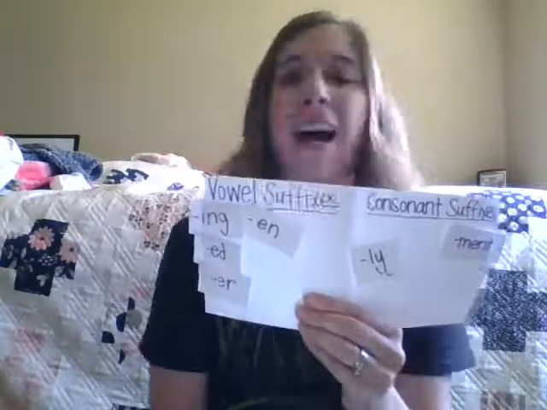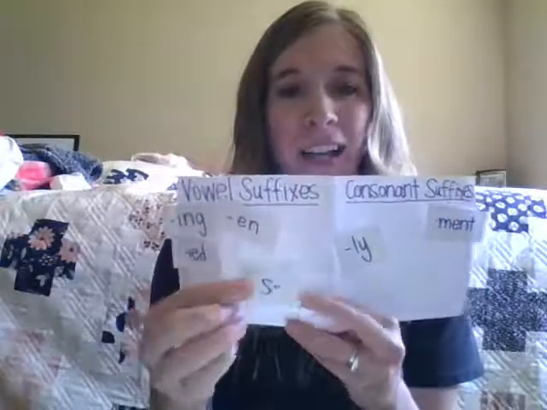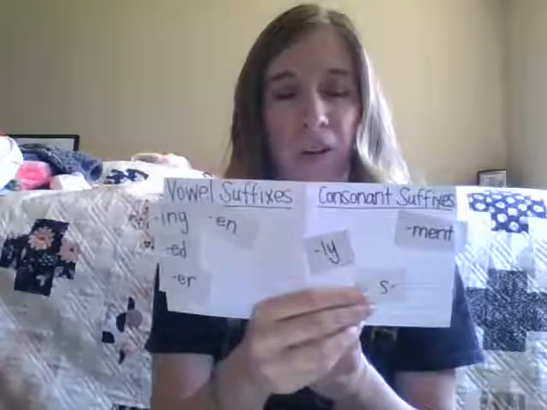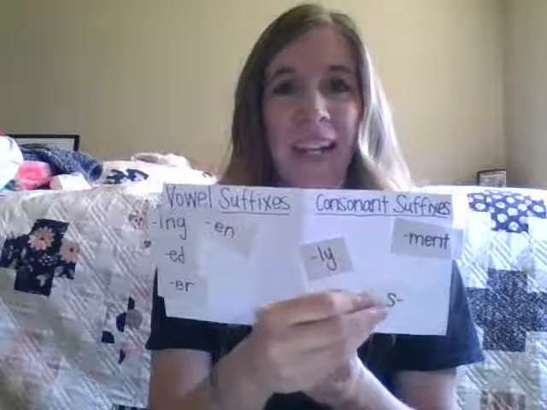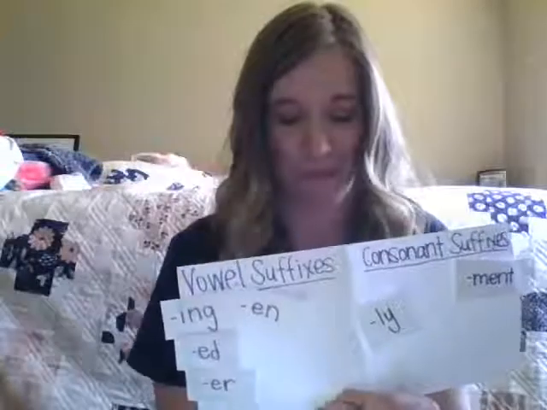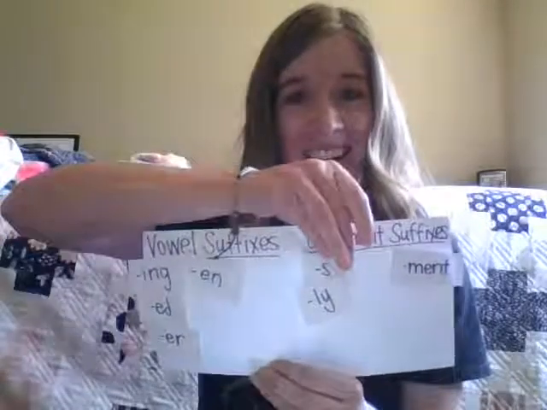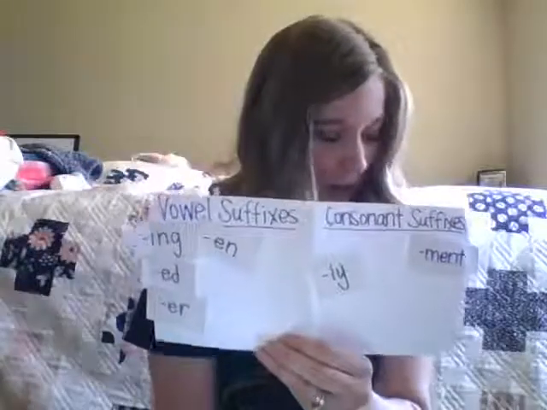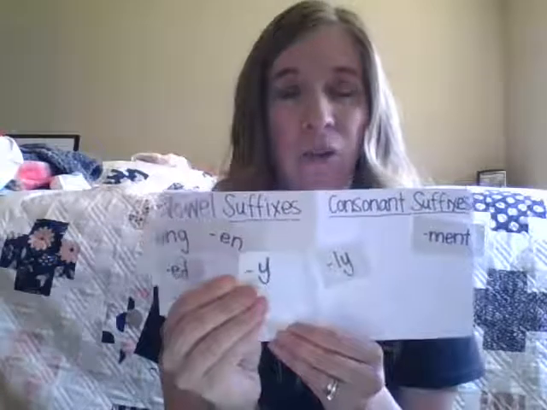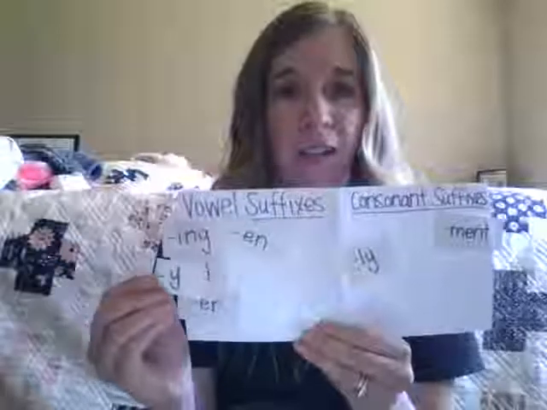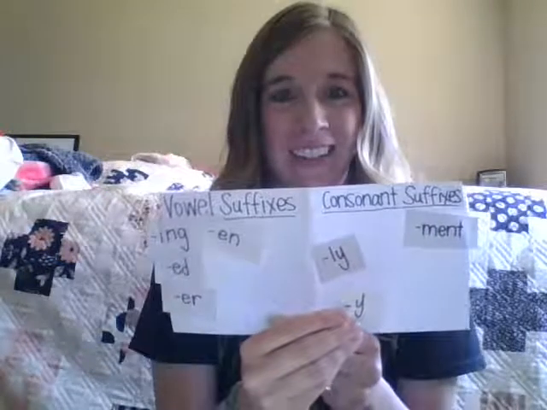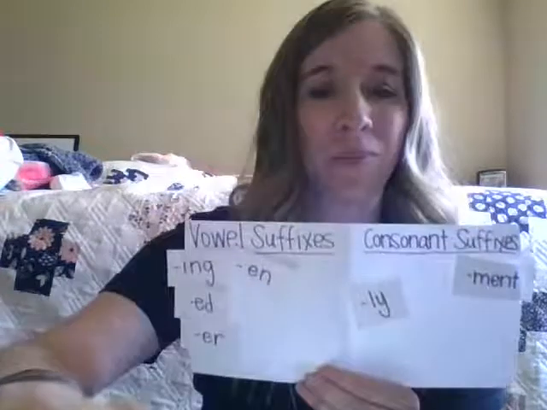Okay, next we have our S sound, our letter S. Does it belong over here or over here? Great, it belongs in the consonant section. Stick it right here. Oh, maybe not. We're going to pretend that it was right here, okay? Now we have our Y ending, which usually makes the E sound. Where does it belong? With our vowel suffixes or a consonant? Do you know where that one goes?